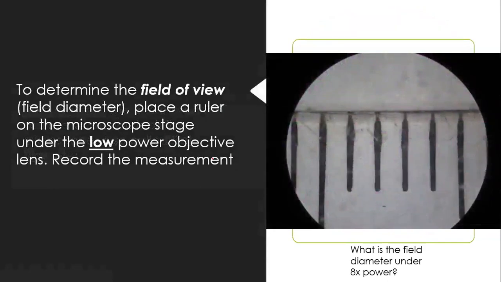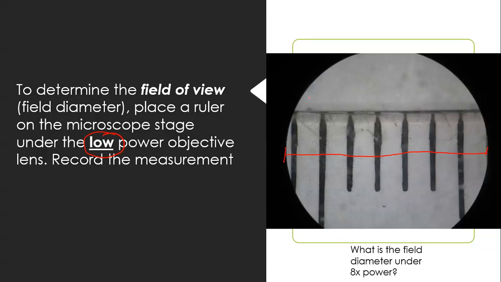Now, the way that we determine this is we actually have to use a device to determine the field diameter under low power. Sometimes this device is built into the actual microscope, and sometimes we actually have to place a ruler underneath the objective lens on the stage and manually determine the field diameter. So remember, the field diameter is the total distance from one end to the other of what I can see under the microscope.